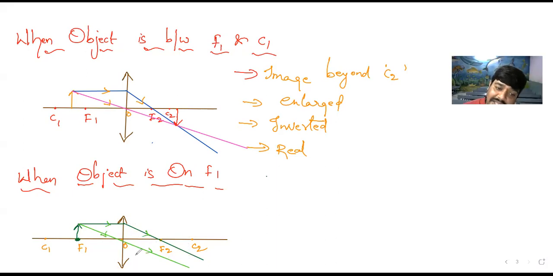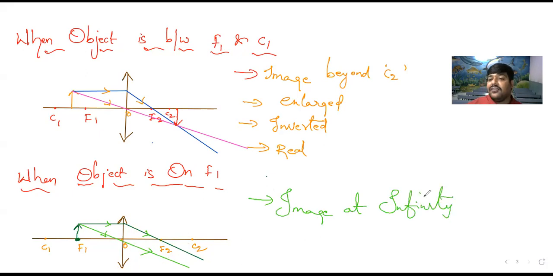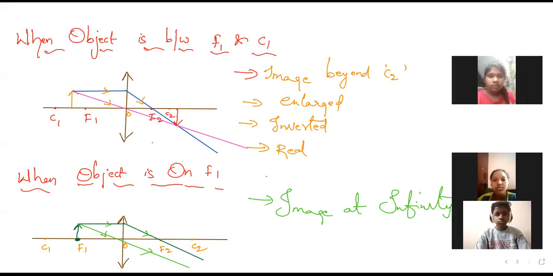Then where is the image? Image is formed at infinity. Somewhere it is formed, infinity. Real or virtual, everything we can't tell. Other things we can't tell. Okay, now next one.